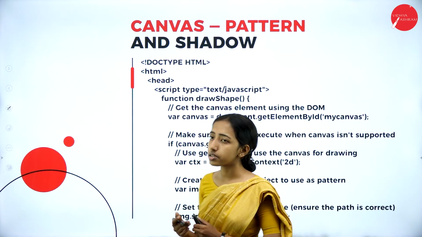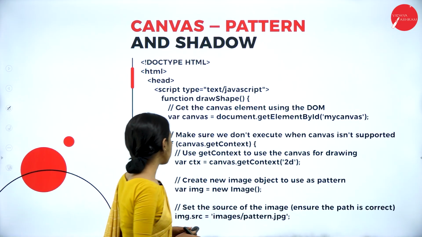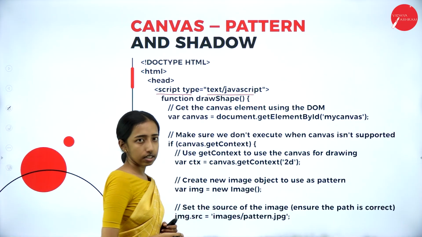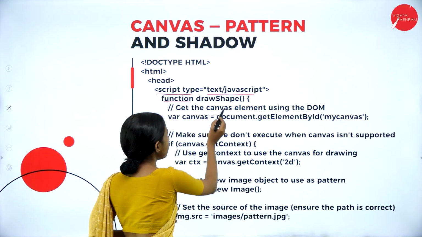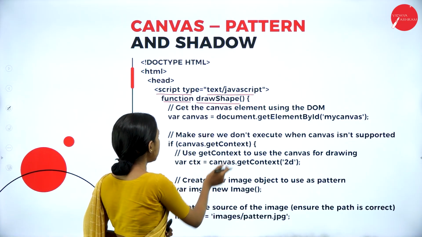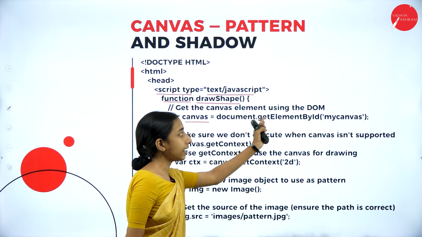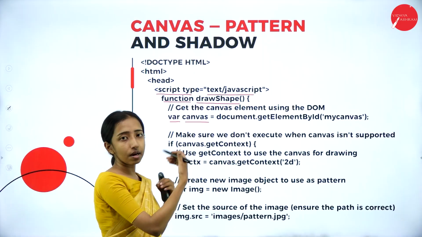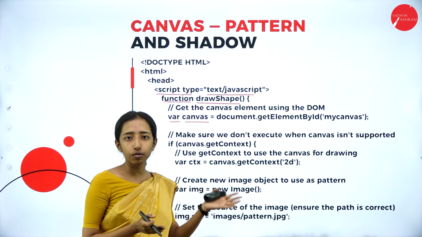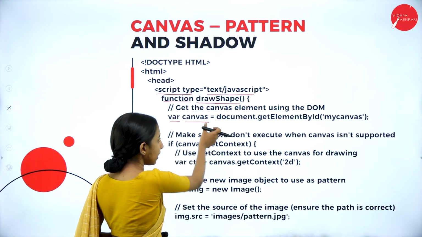So here we have a simple HTML example of how we can draw the pattern using the canvas. Here we have taken the script type, and it is JavaScript. Next we have a function, and it is drawShape. Here we have taken var canvas = document.getElementById canvas. In previous sessions, we have learned the canvas. We use a canvas tag with its attributes, so here I have directly taken my canvas with var canvas.